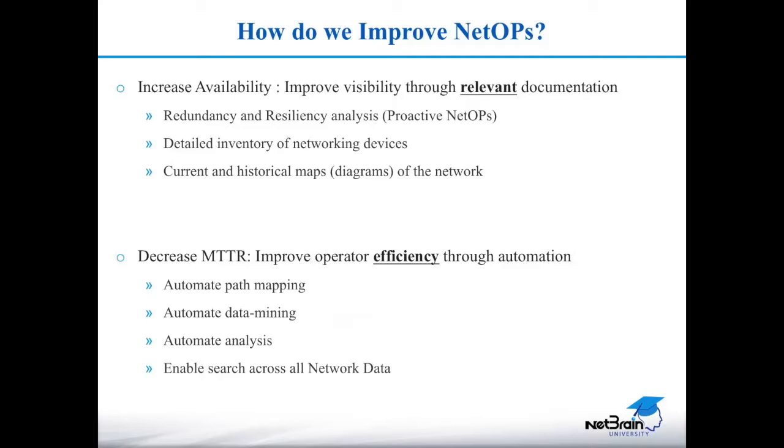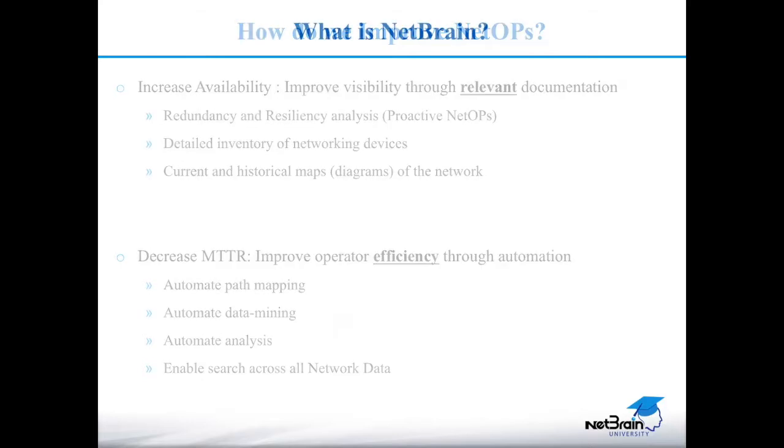What I hope that you've noticed by now is that a lot of NetOps topics are intertwined. Availability is impacted by MTTR. Operator efficiency, which impacts MTTR, is dependent on relevant documentation. Network documentation impacts the redundancy and resiliency of the network, which returns back to MTTR. Automated path mapping can be used to improve the resiliency of a specific application, and so on. This leads to the question, how do I accomplish these relevancy and efficiency topics, which is a great segue to the next topic. What is NetBrain?